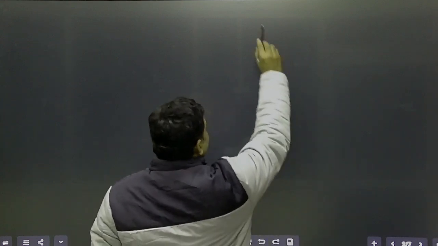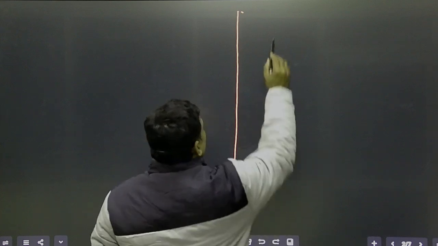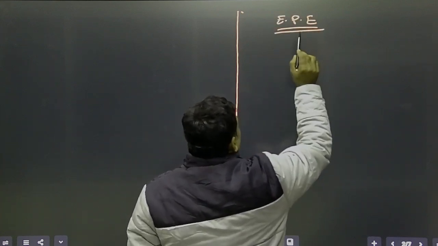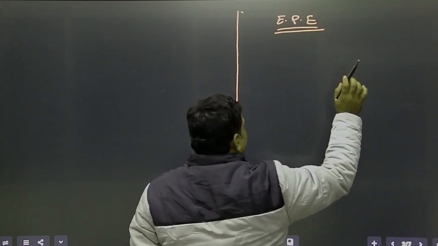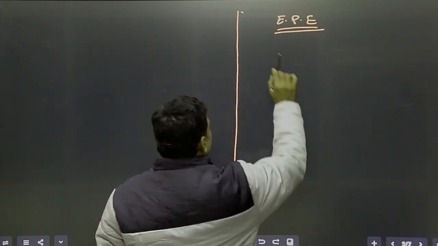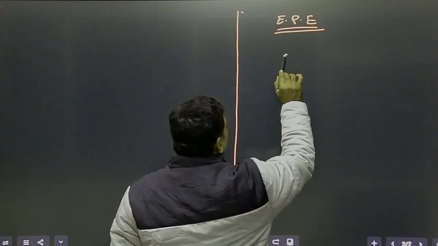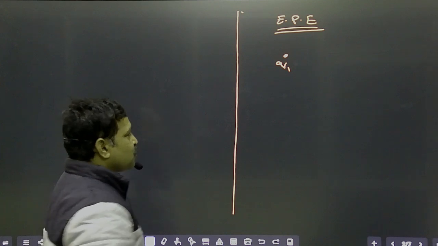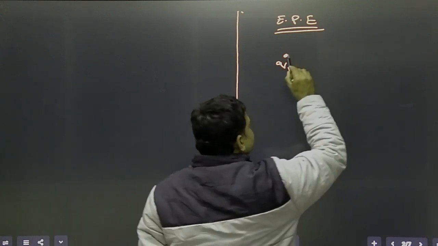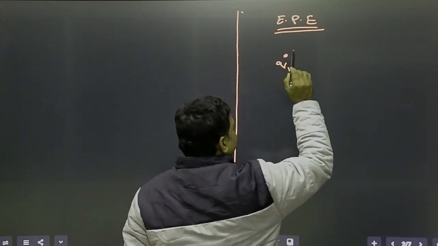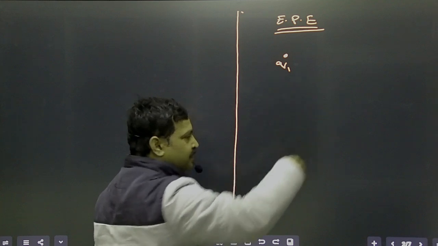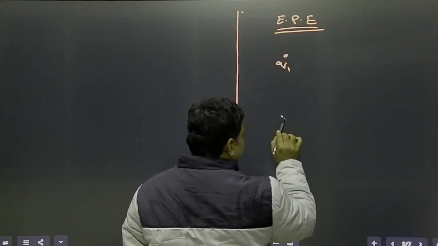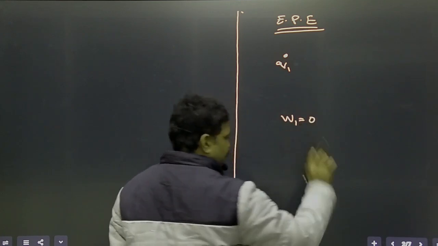So now you see here, suppose we need to find out the electrostatic potential energy of a system of n point charges. First we will consider, suppose one charge is here, that is q1. If we are bringing this charge q1 to this location, there is no external electric field here. So the work done in bringing the first charge, w1, will be 0.